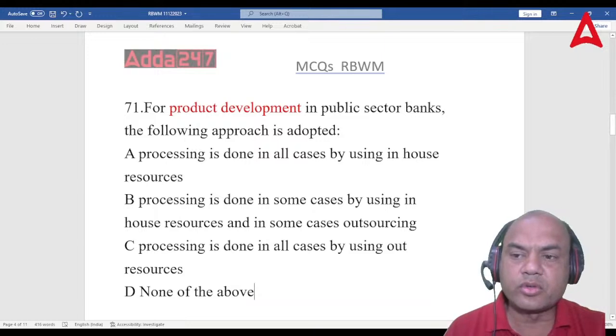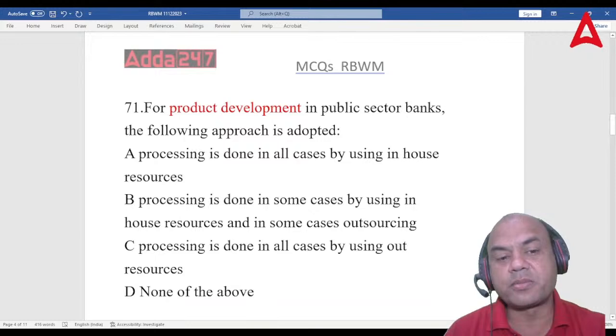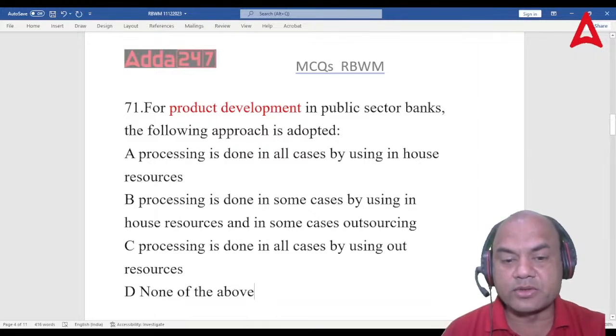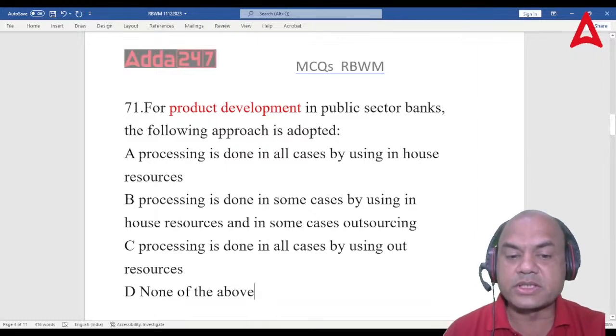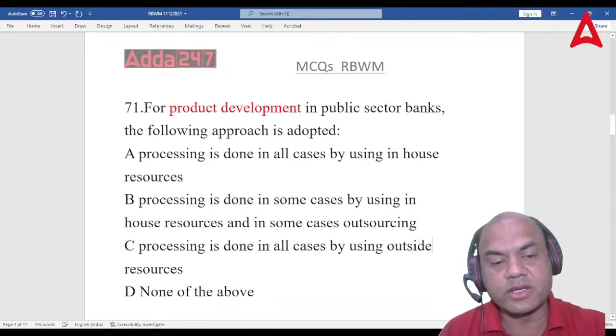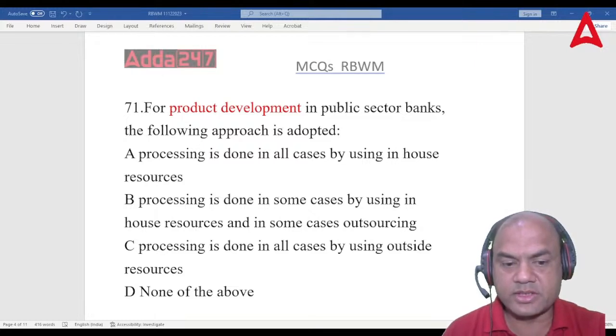So product development in public sector banks, the following approach is adopted. Processing is done in all cases by using in-house, so completely in-house, or partial in-house, partial outsourcing, or processing is done in all cases by using outside resources. Okay. So what is the true answer over here? What do you think?